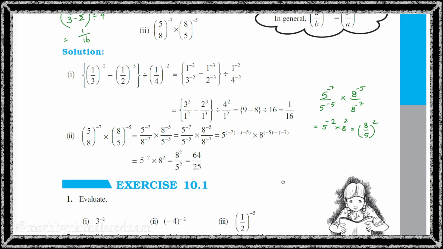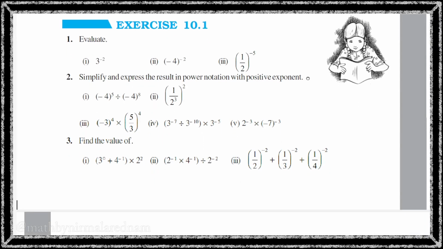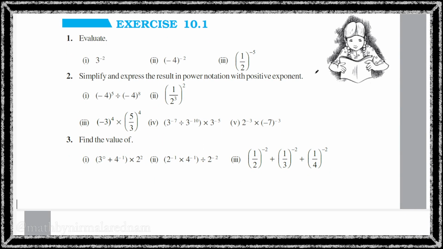So you can see that once you know the laws of exponents and you're comfortable with this exponential notation, whenever you look at something of the form a power n, if you can immediately have the clarity that it means I'm multiplying a, m number of times, all these sums are very straightforward, and you can do them in a few minutes. So evaluate, let's start the exercise.